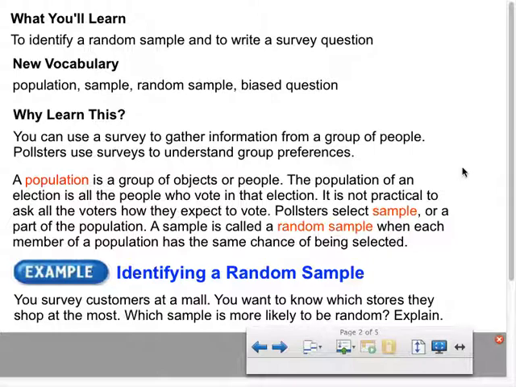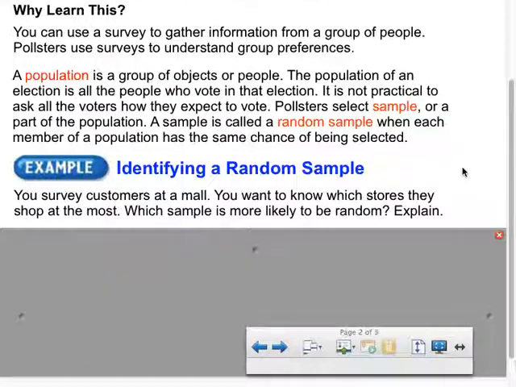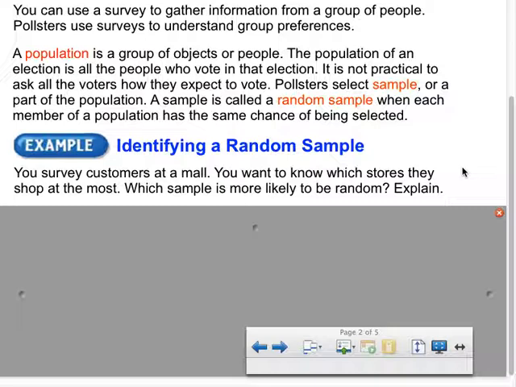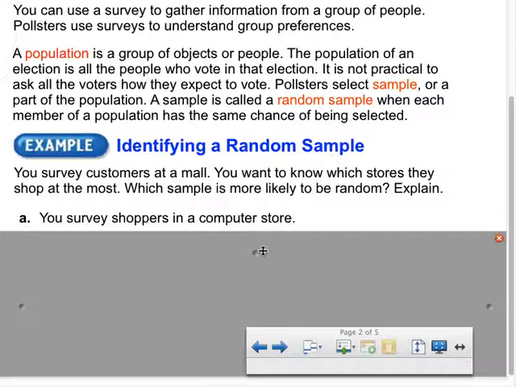So let's talk about identifying a random sample. Okay, you survey customers at a mall. You want to know which stores they shop at the most. Which sample is more likely to be random? The first scenario: you survey shoppers in a computer store. Is that a random sample? Why or why not?